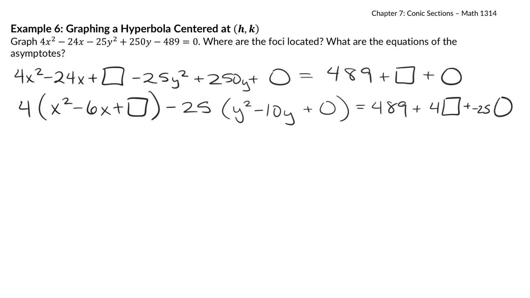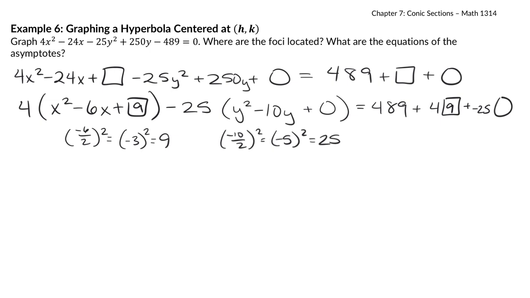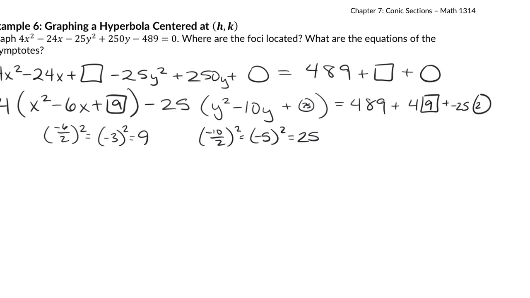What was the complete the square pattern? B over 2 squared, which in this case is negative 6 over 2 squared, which is negative 3 squared, which is 9. My magic number in the box is 9. This is negative 10 over 2 squared, which is negative 5 squared, which is 25. That's the magic number that goes in the circle.